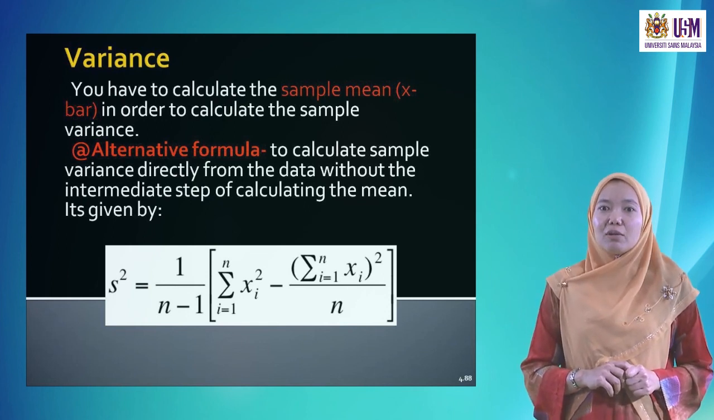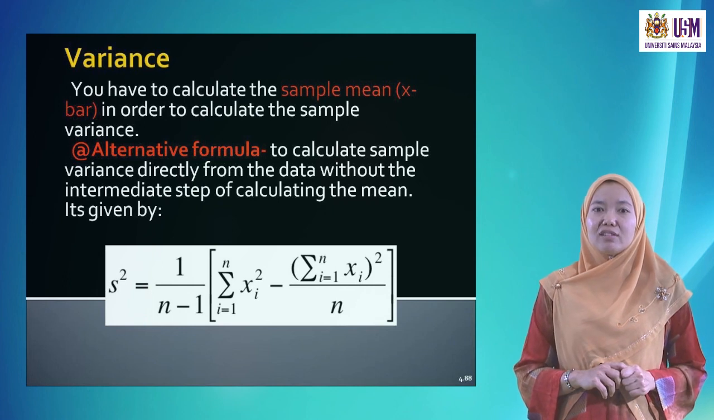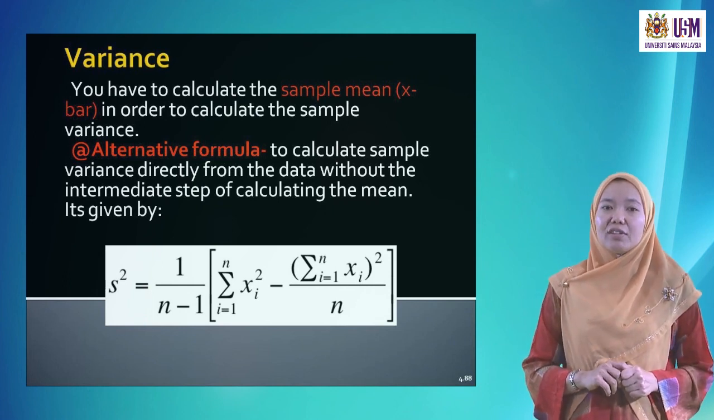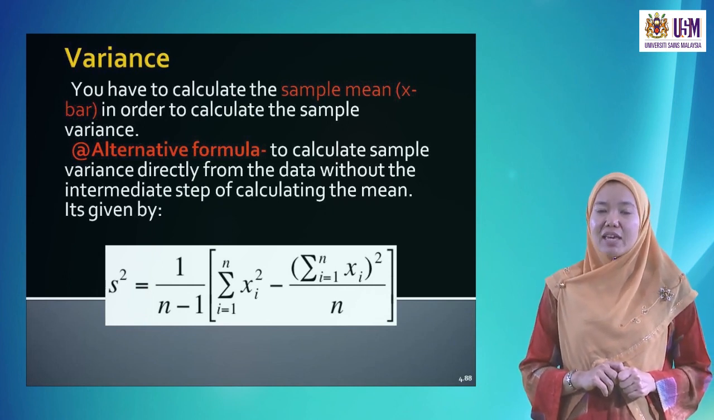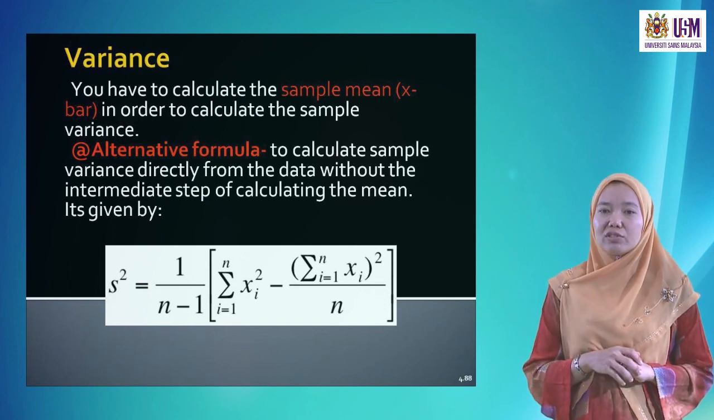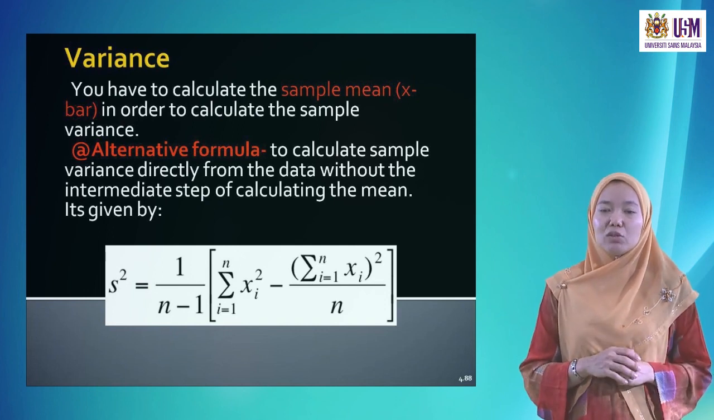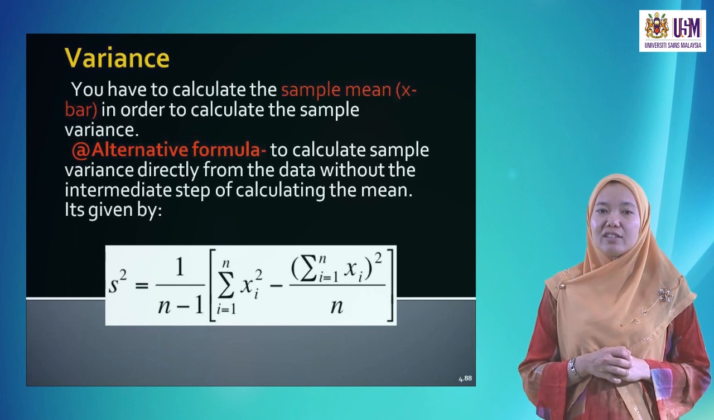An alternative formula is to calculate sample variance directly from the data without the intermediate step of calculating the mean. So this is the formula as shown on screen. I will skip this part. I leave it for you to find out in detail.